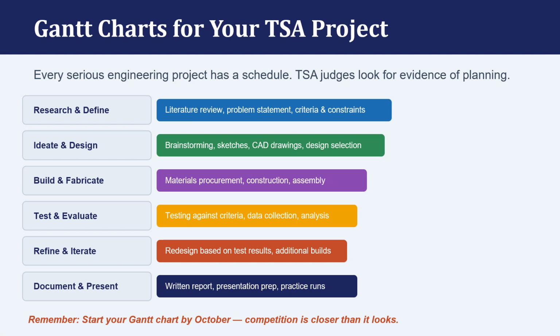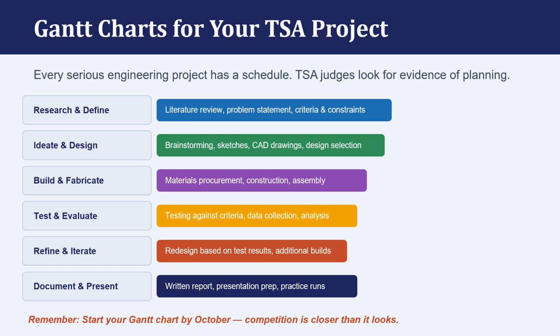So research and define. When you're in that stage of the project, after you've gotten over defining your problem statement and all the things, you should be able to do a literature review. Your problem statement is in there, and your criteria and constraints go in that particular thing. So you're defining your problem, you get into your research, and then you do all of those things. And then your ideation and design would be your brainstorming, your sketches, your CAD drawings, and your design selection.